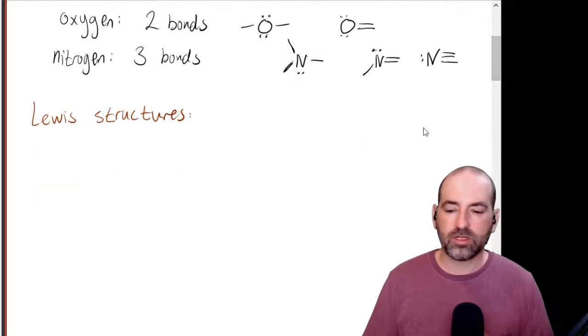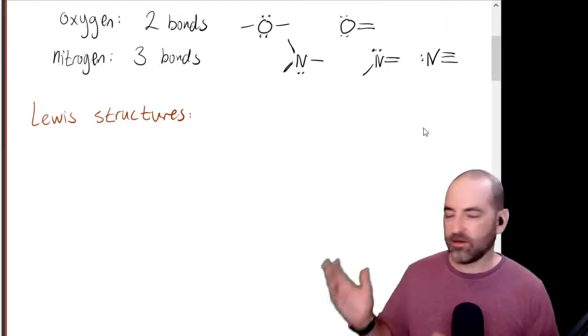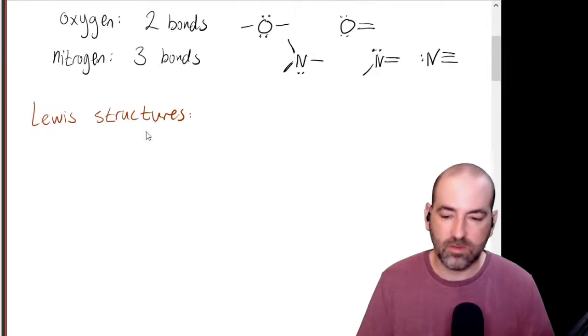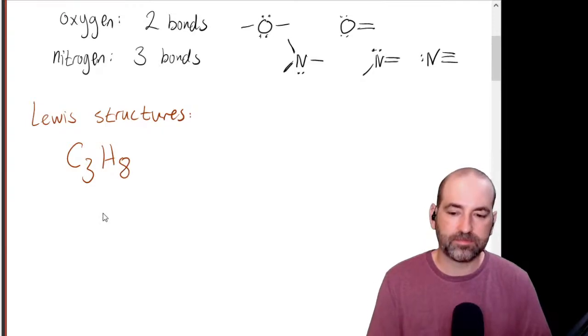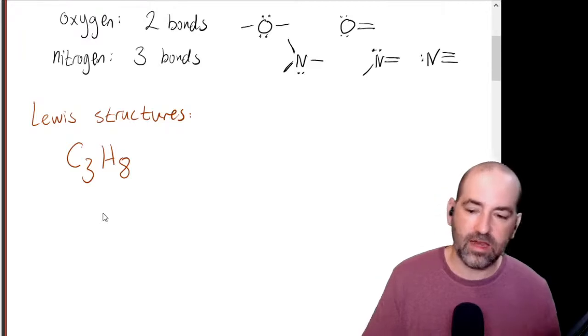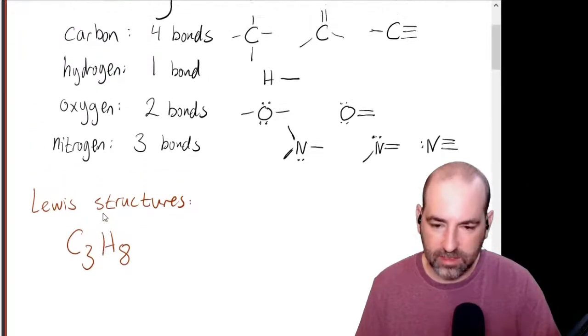To draw a Lewis structure, you take a chemical formula, which tells you how many of each atom is there, and you put it together following the rules we just talked about. Often there are multiple ways of doing that. So if we have a formula like C3H8, that tells us this structure has 3 carbons and 8 hydrogens. Now, that sounds like there's a lot of different ways to combine that.